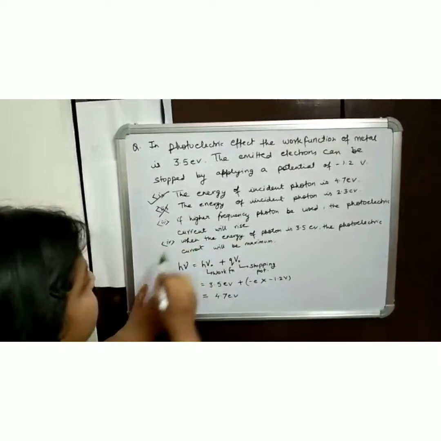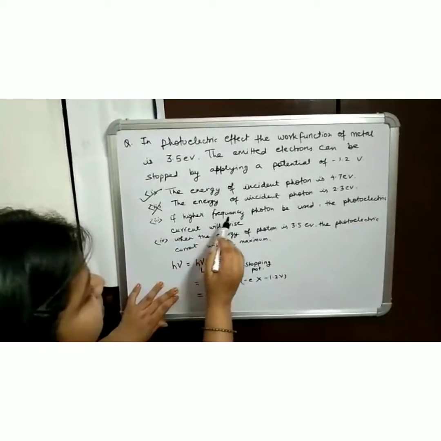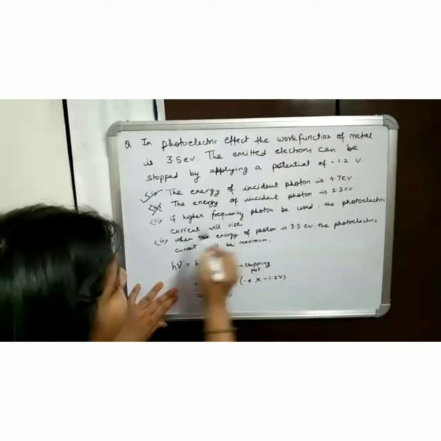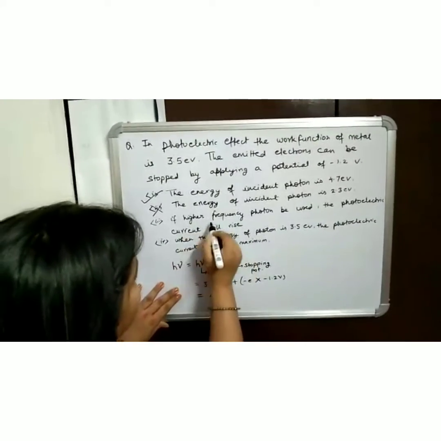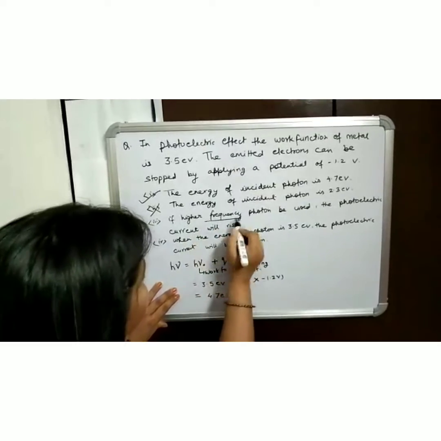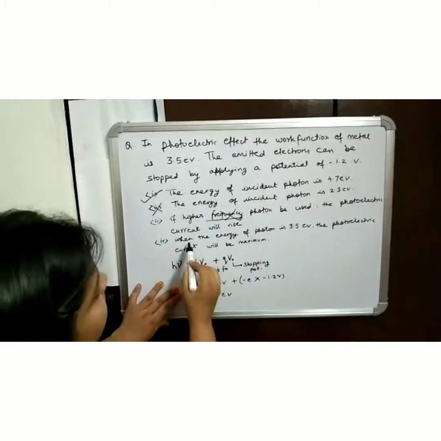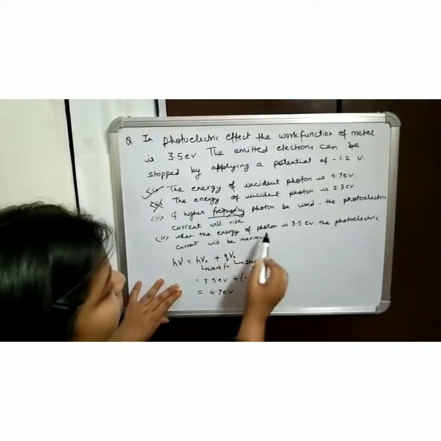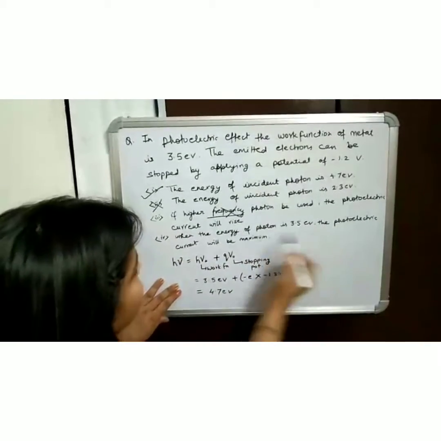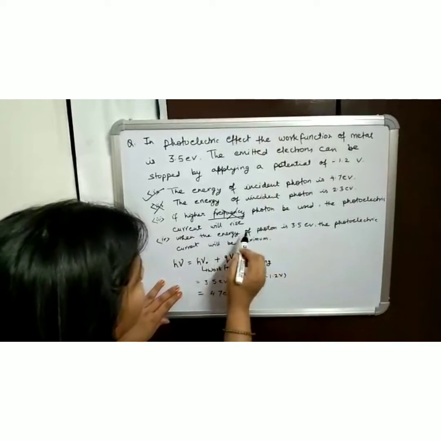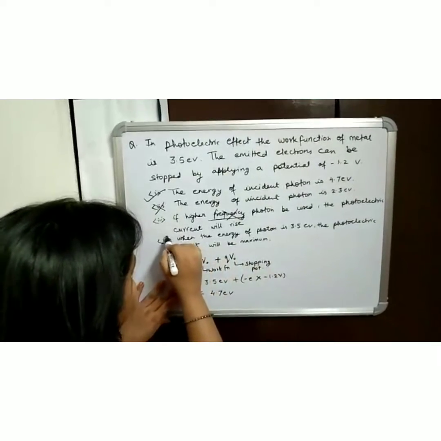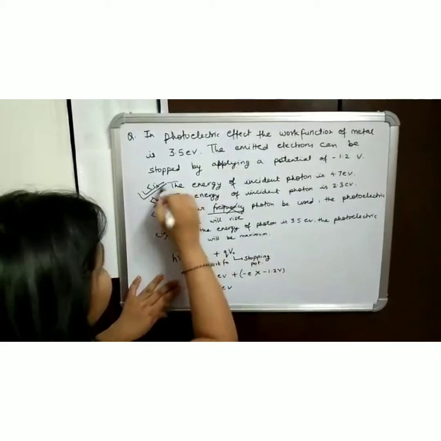What does option 3 say? It says if a higher frequency photon is used, the photoelectric current will rise. Photoelectric current depends on intensity, not frequency. And the 4th option says when the energy of the photon is 3.5 electron volt, the photoelectric current will be maximum. This option is also wrong. So option 1 is correct.